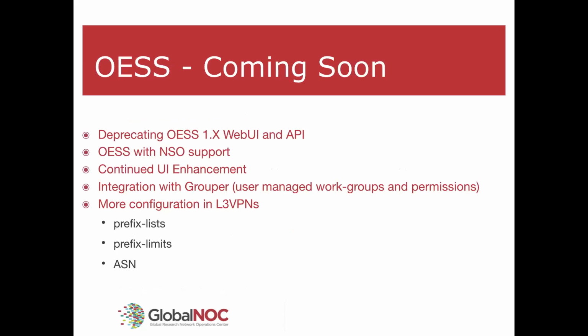So that leads me to some OESS coming soon features. We're deprecating the OESS 1.0 web UI and API. I think this will probably be in late March, early April. So if you're using the old web UI, you might try out the new web UI. Everybody has access to it. And if you're an API user, and you're using the 1.0 API, please contact me. We've done a one pass already at looking at people using the 1.0 API, and so hopefully everybody's been contacted and knows.